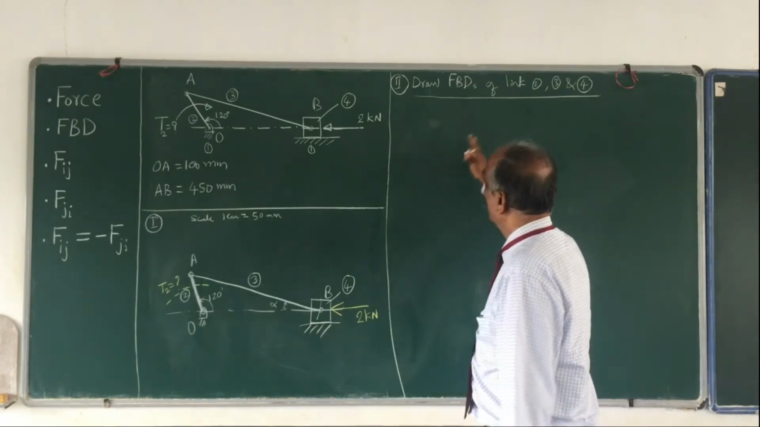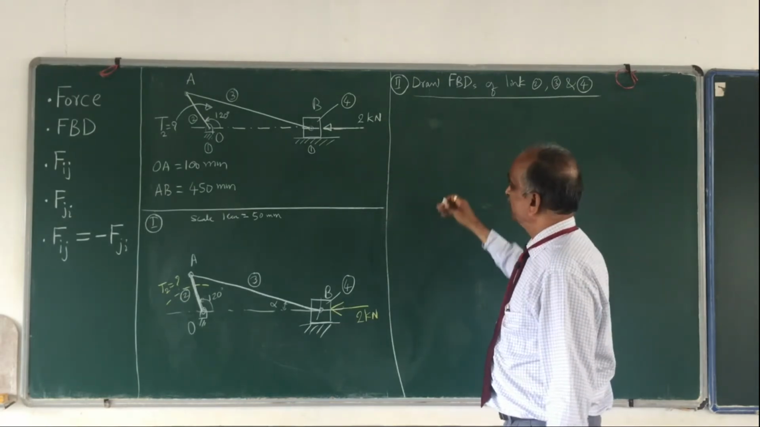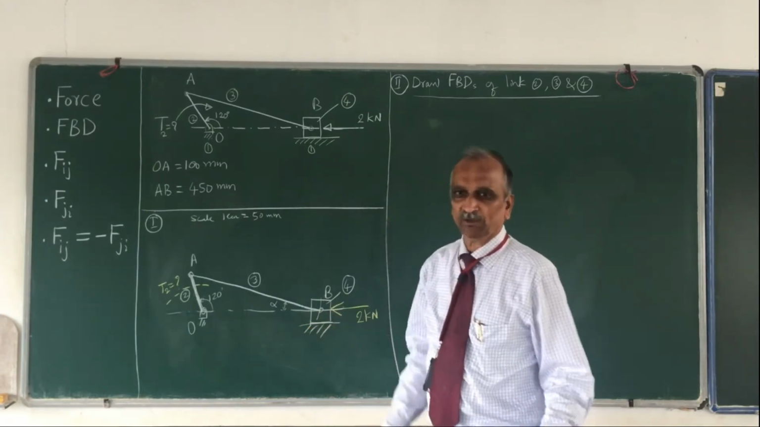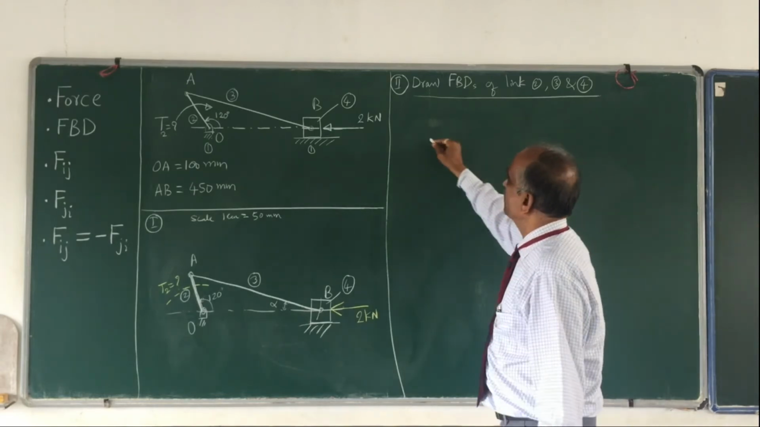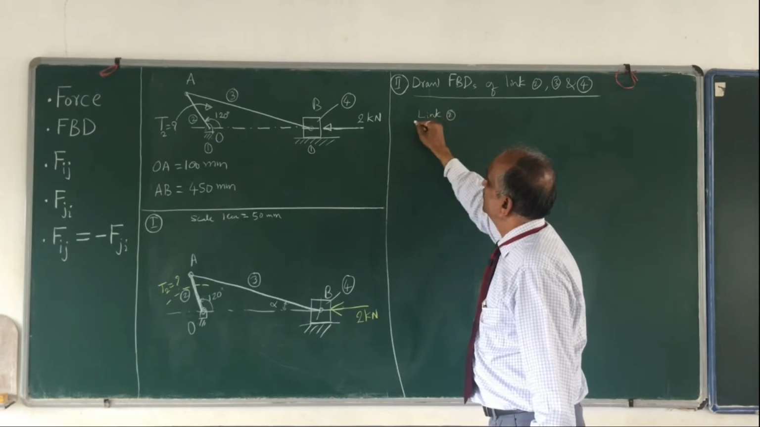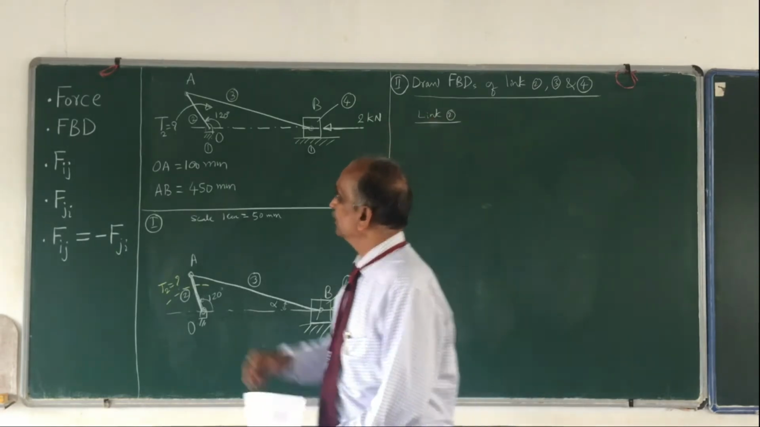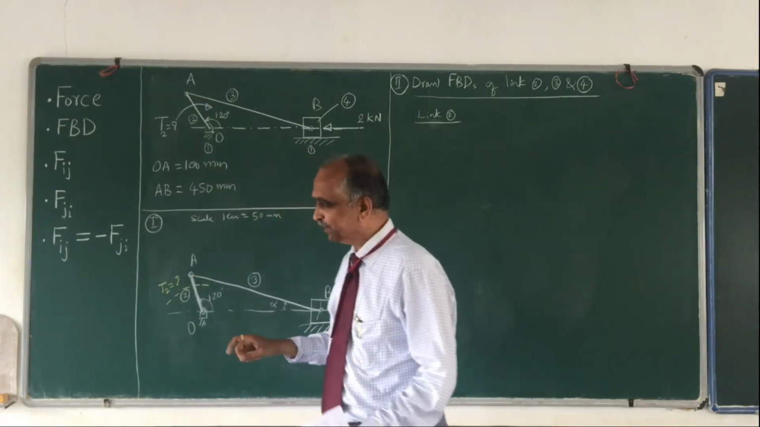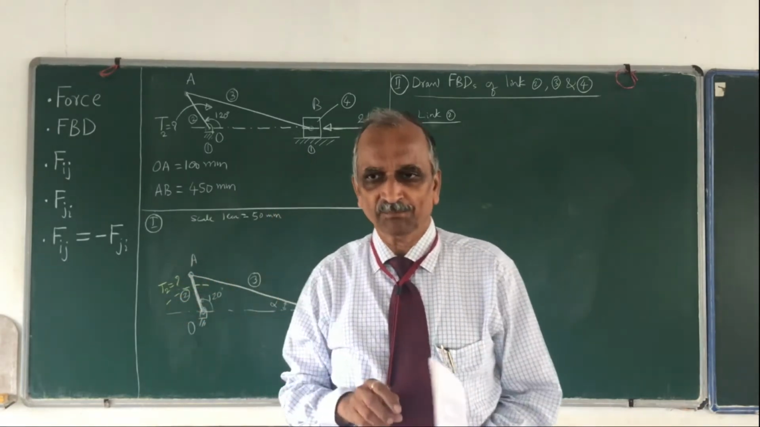Okay? So this also has to be to scale, not just proportionate, they have to be to scale only, you have no option. Okay, so now I would like to draw the free body diagram of link 2. So what is the meaning of it? Isolate link number 2. Okay, this is link number 2. You isolate it, you remove it from link number 3 and from link number 1.